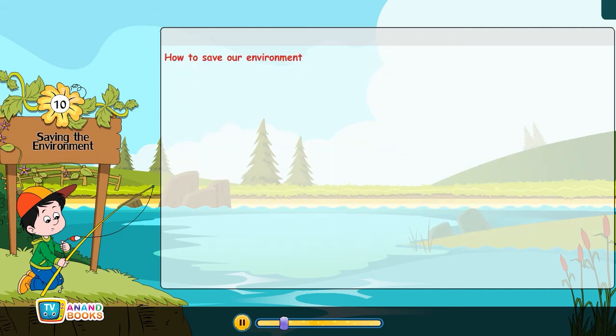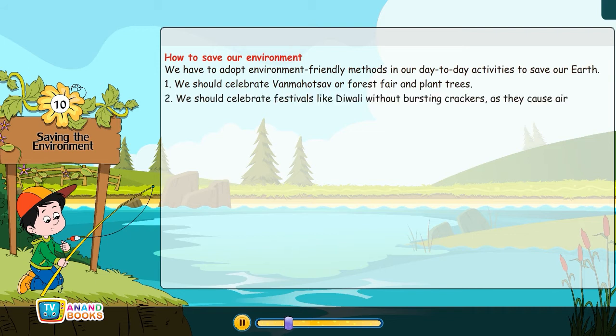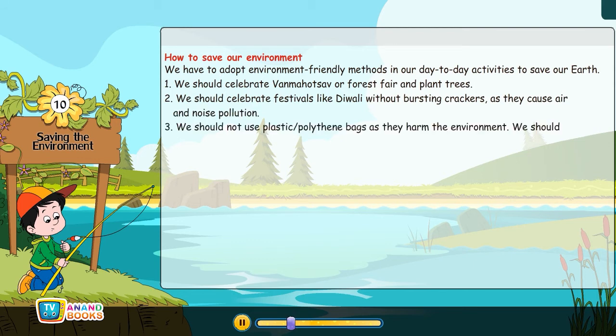How to save our environment? We have to adopt environment-friendly methods in our day-to-day activities to save our earth. We should celebrate Van Mahotsav or Forest Fair and plant trees. We should celebrate festivals like Diwali without bursting crackers, as they cause air and noise pollution. We should not use plastic polythene bags as they harm the environment. We should always try to use cloth bags.